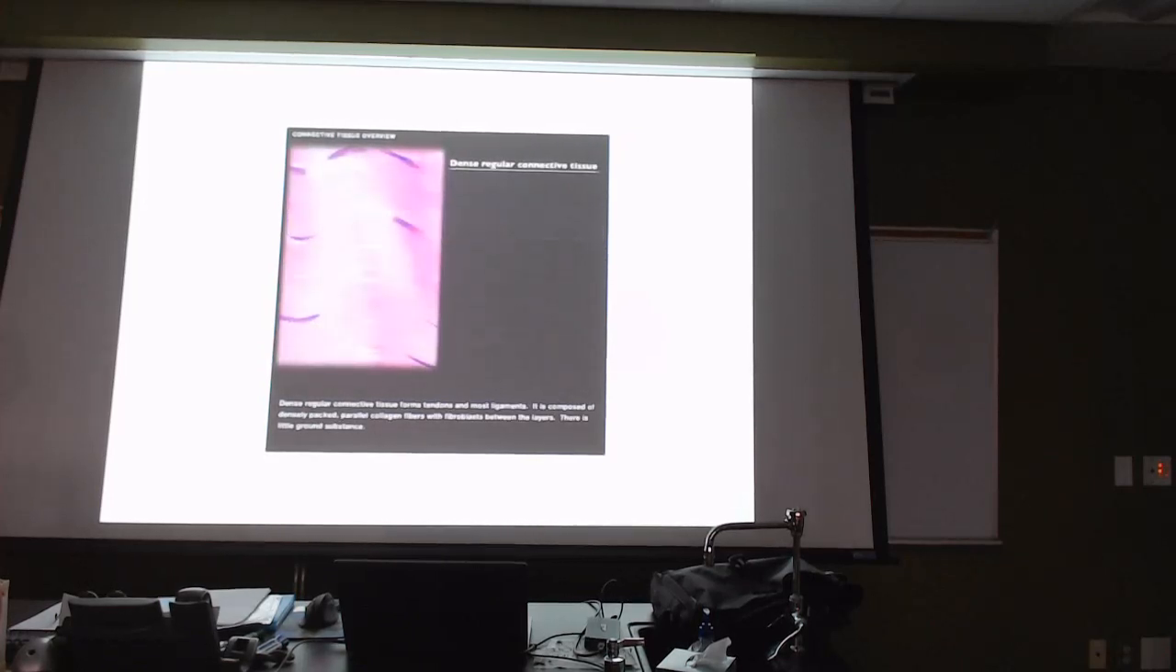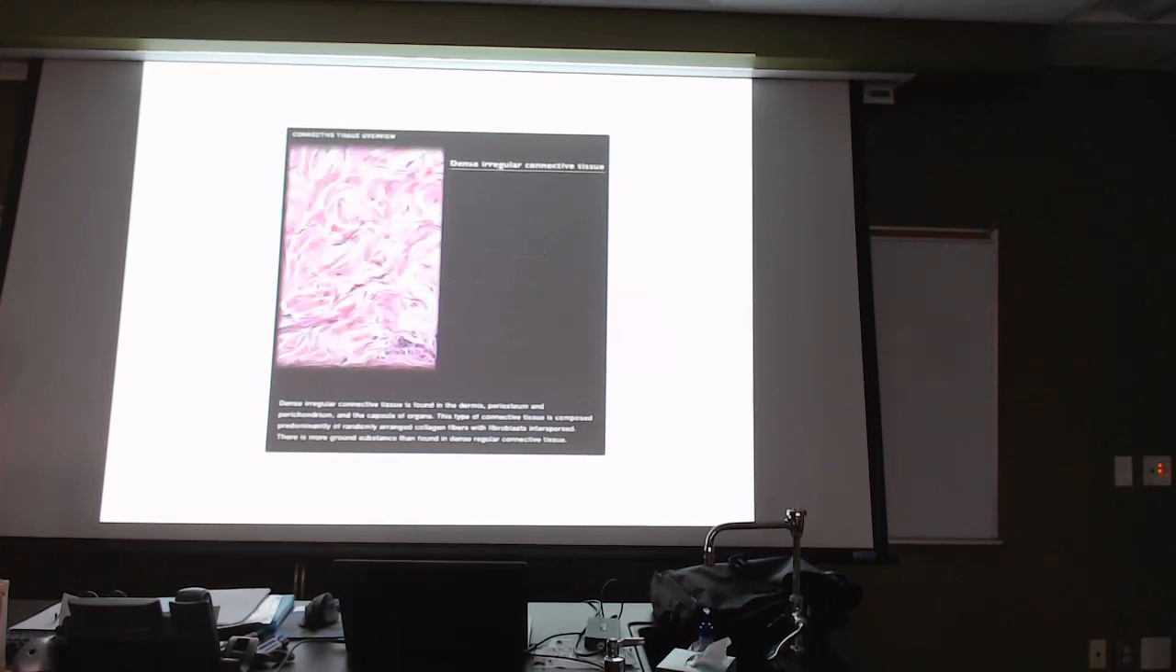Dense regular connective tissue forms tendons and most ligaments. It is composed of densely packed parallel collagen fibers with fibroblasts between the layers. There is little ground substance. Dense irregular connective tissue is found in the dermis, periosteum and perichondrium, and the capsule of organs. This type of connective tissue is composed predominantly of randomly arranged collagen fibers with fibroblasts interspersed. There is more ground substance than found in dense regular connective tissue.